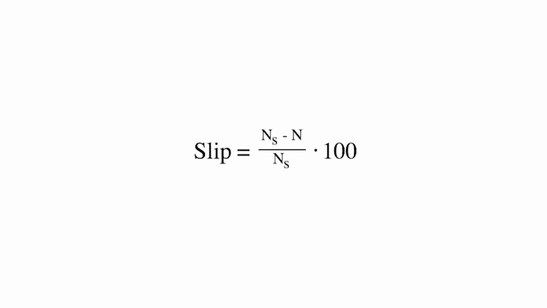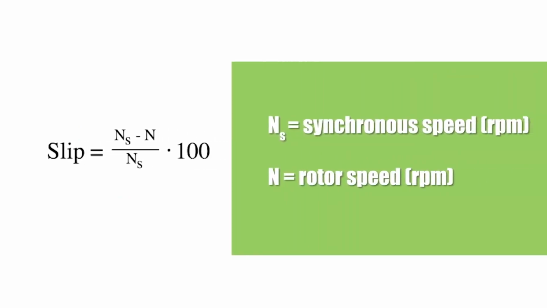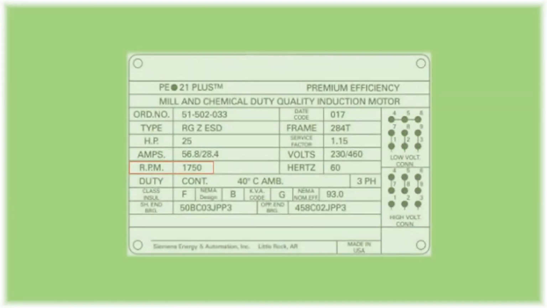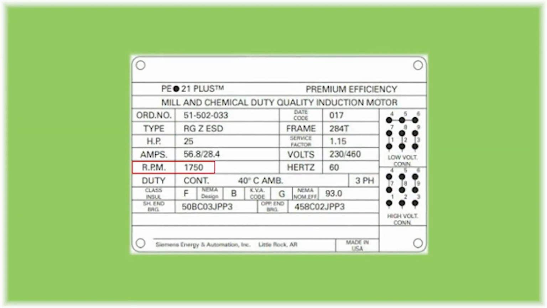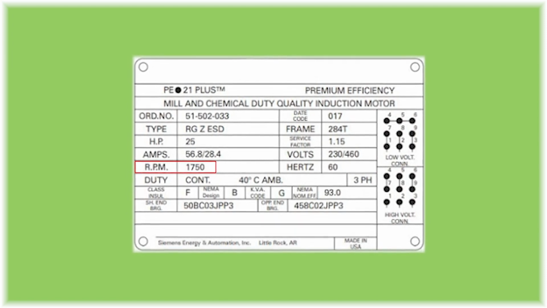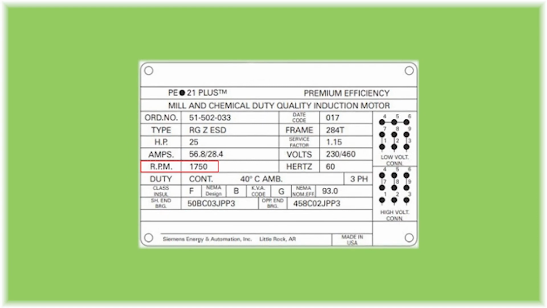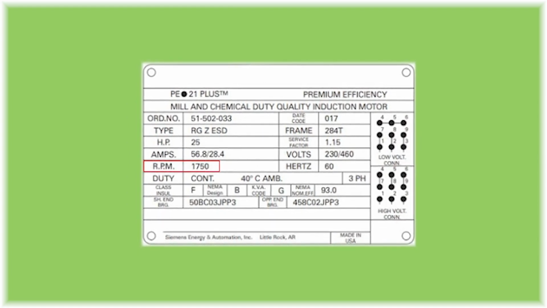Slip is expressed as a percentage of the motor's synchronous speed and can be as low as 1% for high horsepower motors and up to 6% for fractional horsepower motors. Note that the rotor speed is also called the rated speed or full load speed, which is the speed of the rotor when the motor is fully loaded and operated at the rated voltage. Rated speed is typically shown on the motor's nameplate.